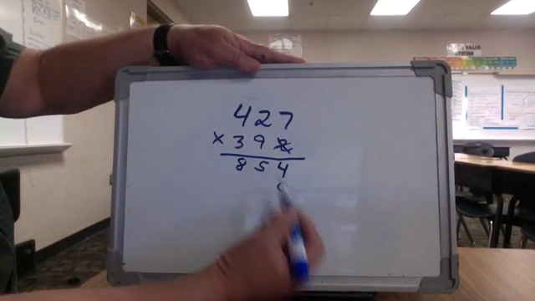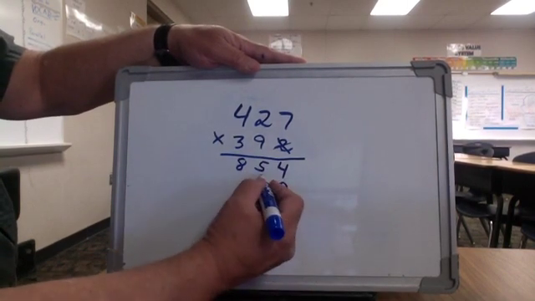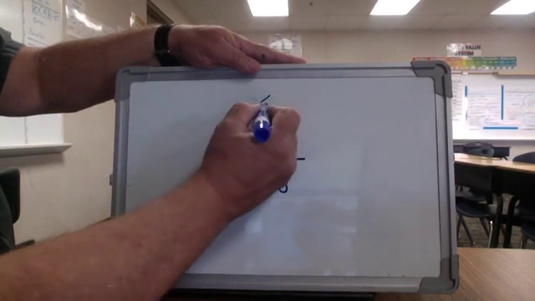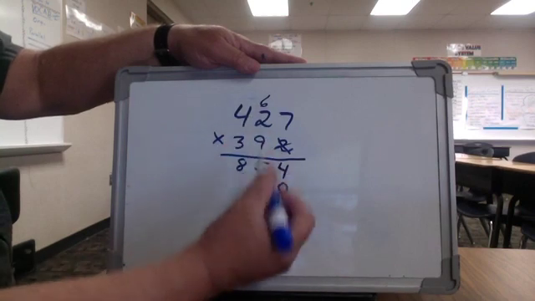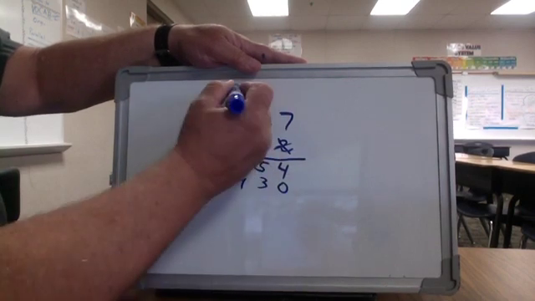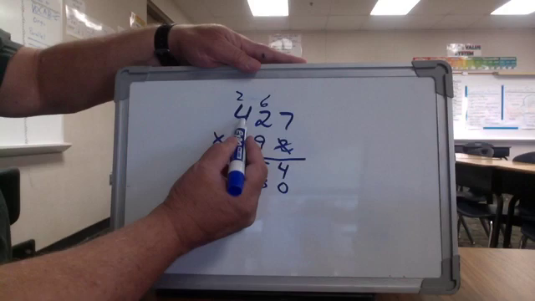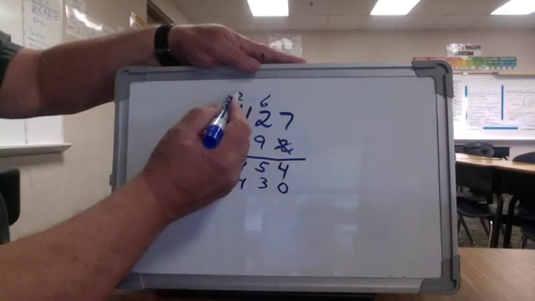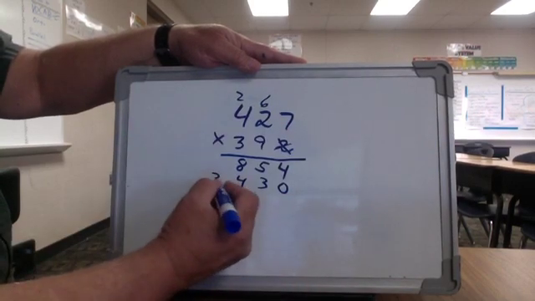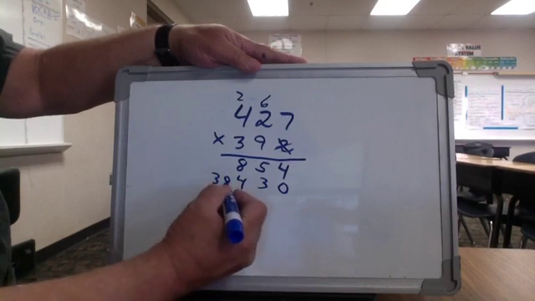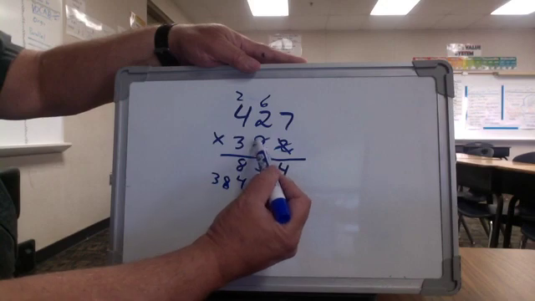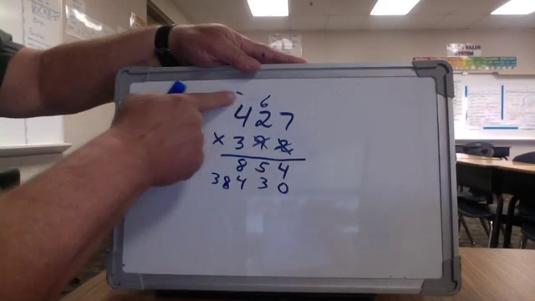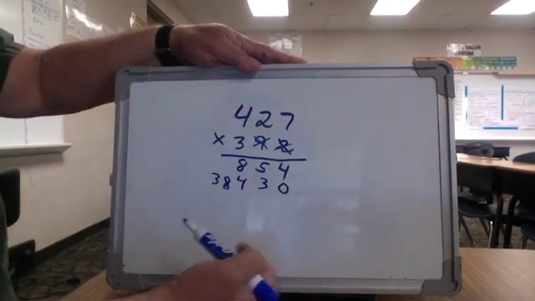Okay. 9 times 7, 63. 9 times 2 is 18, but 18 plus 6 is 24. 9 times 4, that's going to be 36, 37, 38. Okay, now we're done with that digit in the tens place. I'm going to cross it off. Get rid of those carries that I don't need anymore because I'm all done with them.